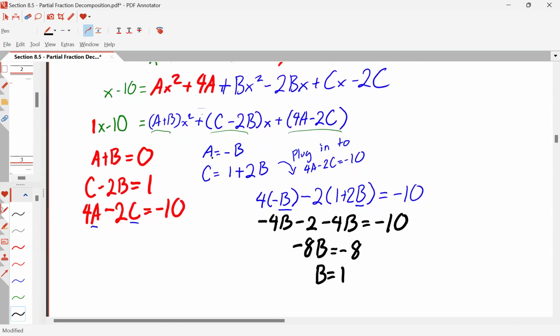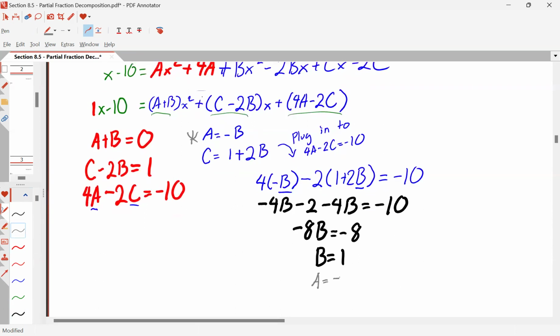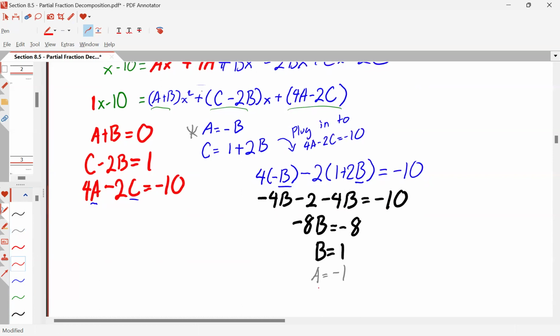We know a equals negative b. So a equals negative 1. And last, we know c equals 1 plus 2b. b is 1, so 1 plus 2 times 1. c is 3. There's our a, b, and c.